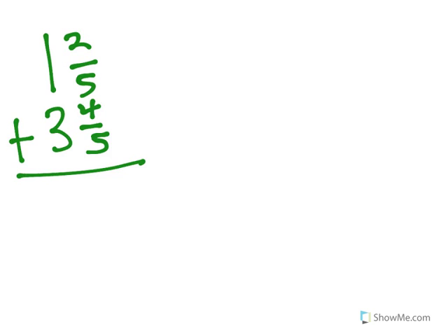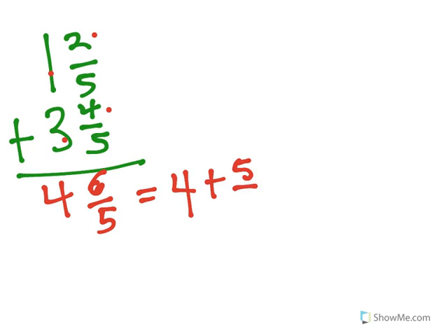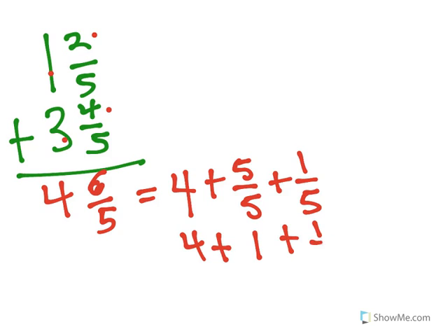So first we're going to add our whole numbers. 3 plus 1 is 4. Then we're going to add our fractions. 2 plus 4 is 6, and we still have fifths, so 4 and 6/5. Well, I know that in 6/5 I have 5/5 plus 1/5. My 5/5 is 1, and I still have my 1/5 left, so my final answer is really 5 and 1/5.